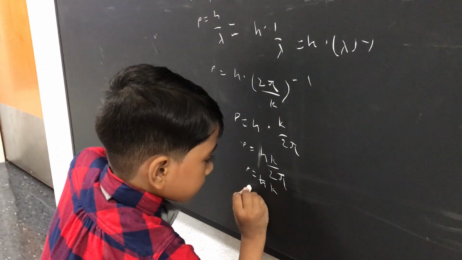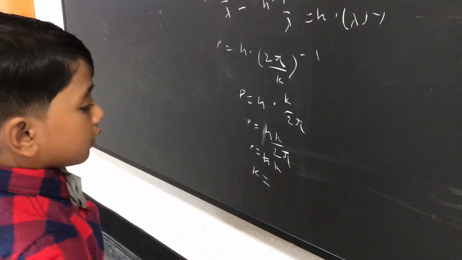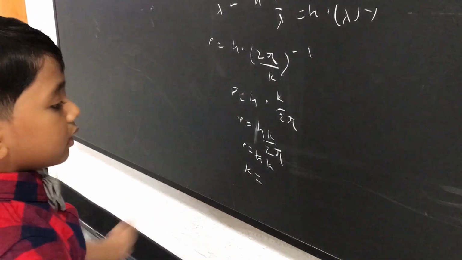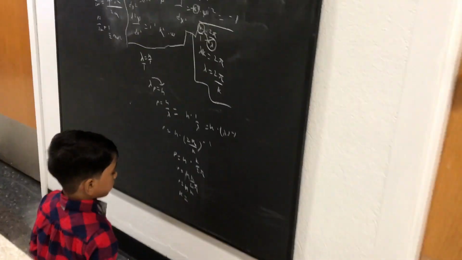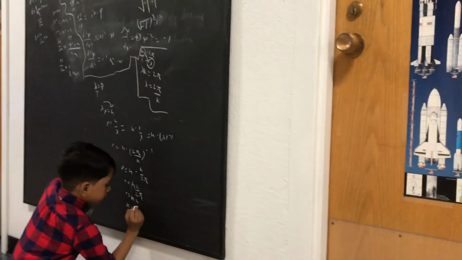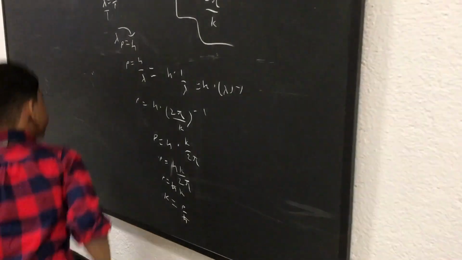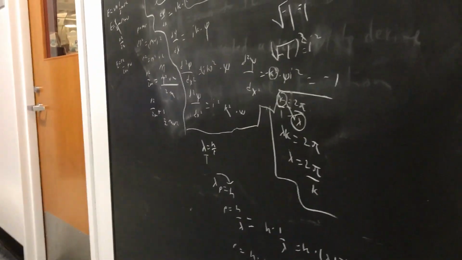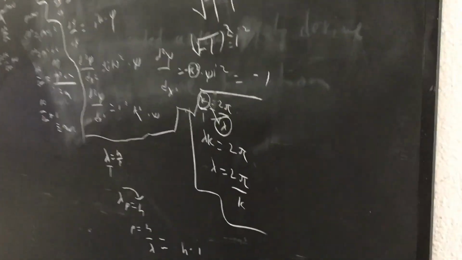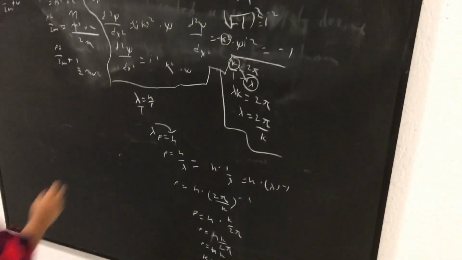So, by isolating k, by dividing both sides by the reduced Planck constant, we see that k is p over the reduced Planck constant. Okay, equals all the space down here.